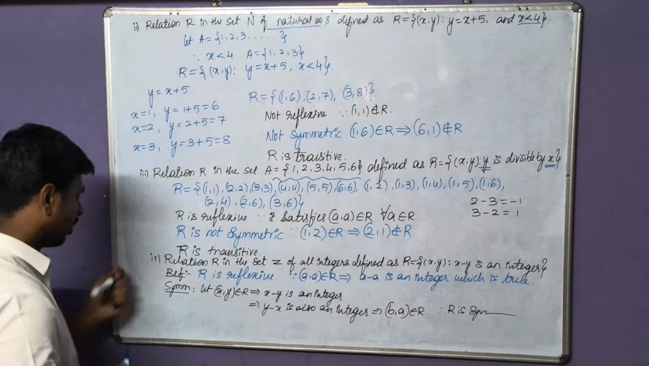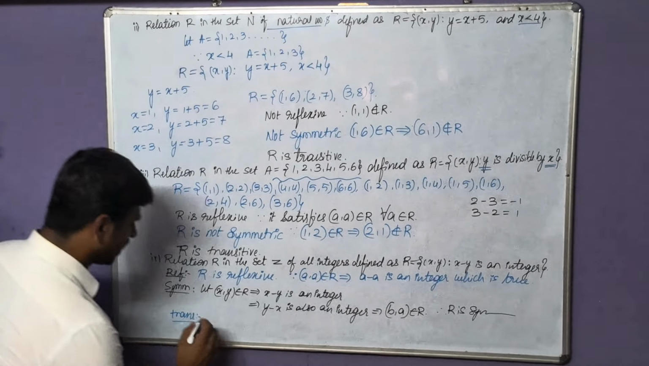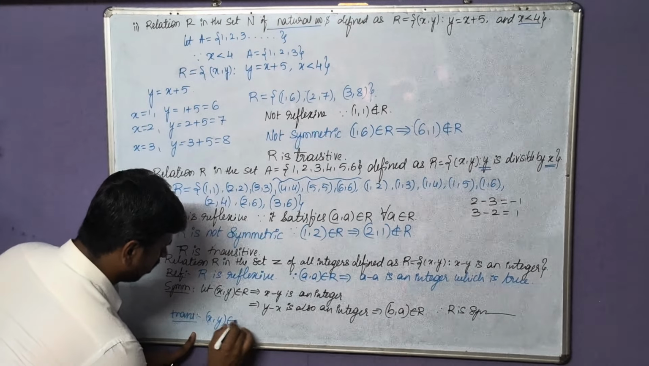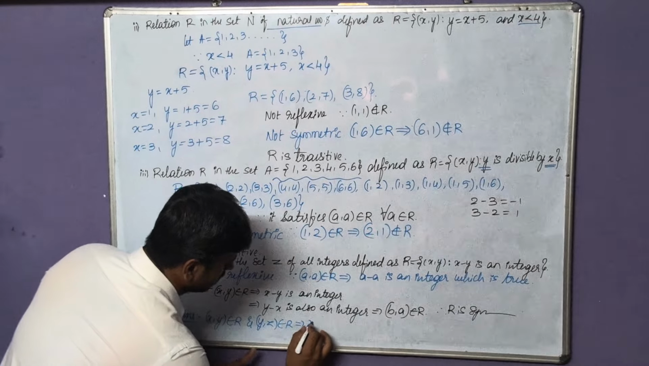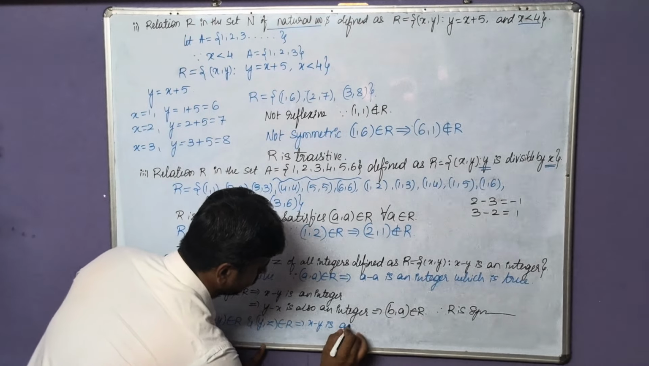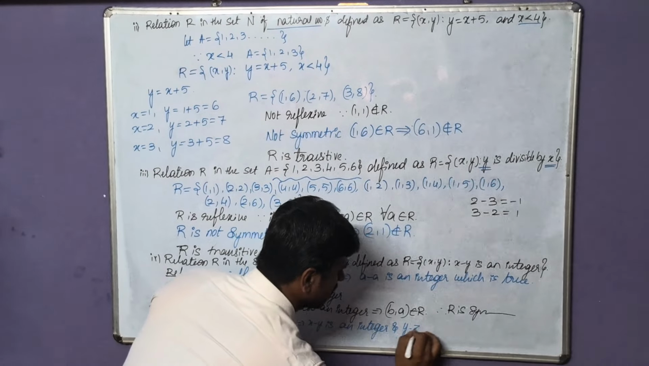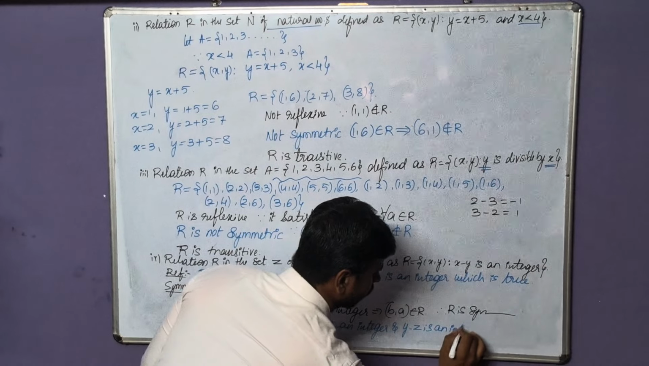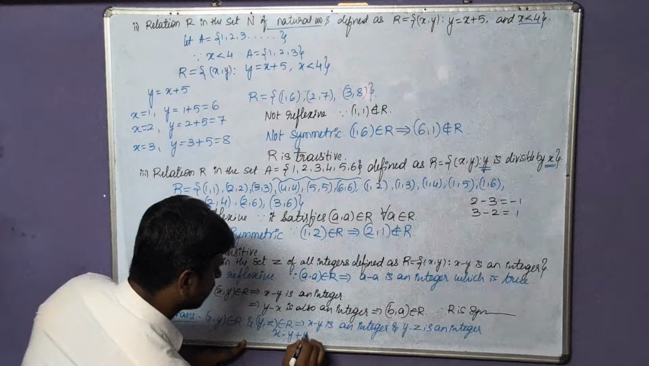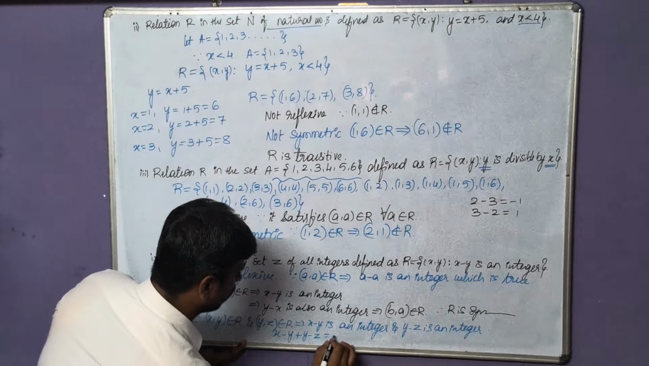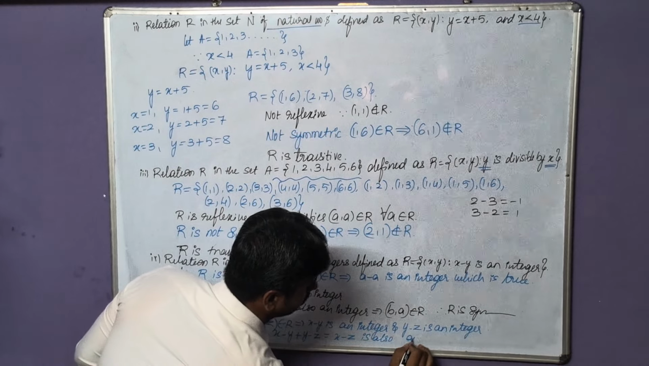Similarly, when we move on to the transitive relation, 100% this one will be satisfied, because we have already observed this type of problem. Here x comma y belongs to R and y comma z belongs to R, which means that x minus y is an integer and y minus z is an integer. The sum of these two, x minus y plus y minus z, gives x minus z, which is also an integer.